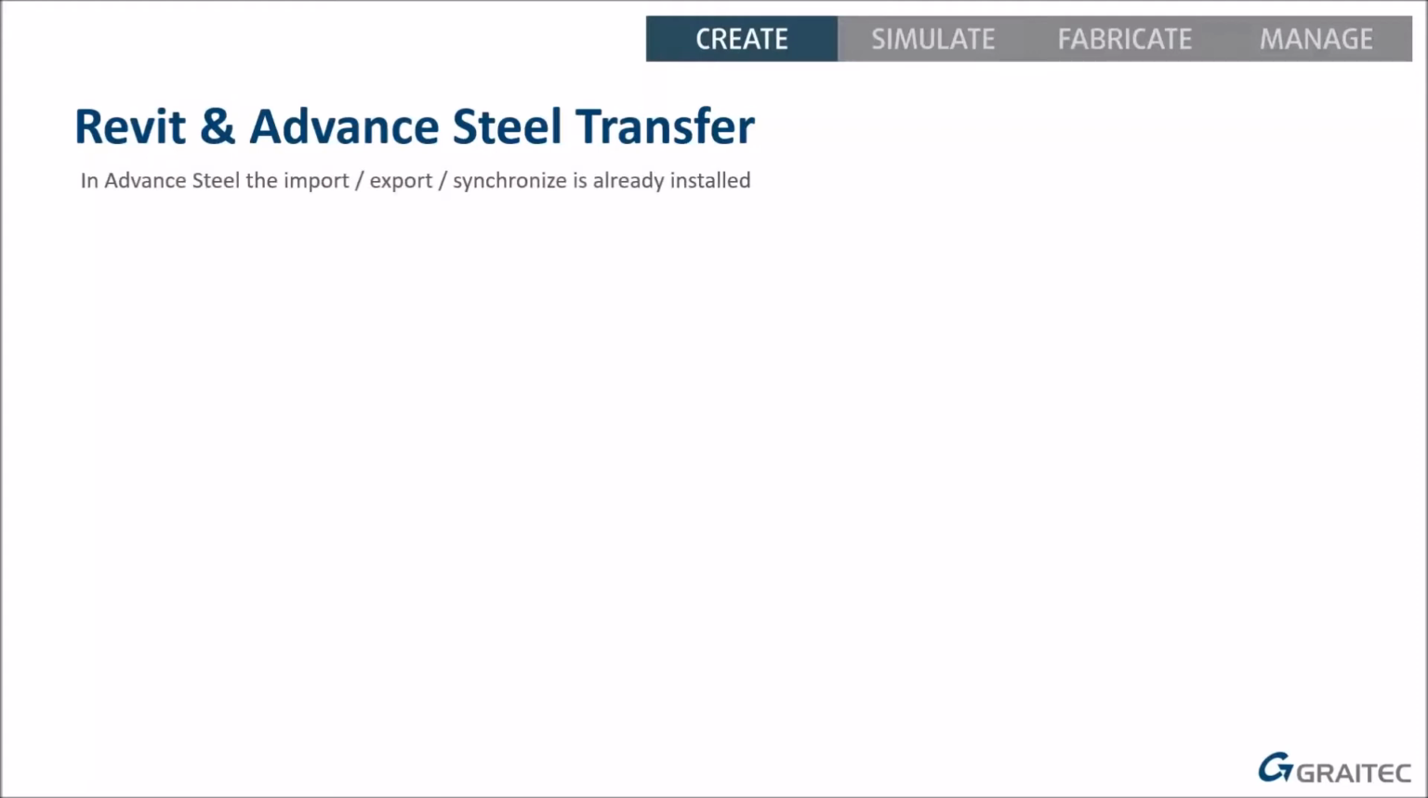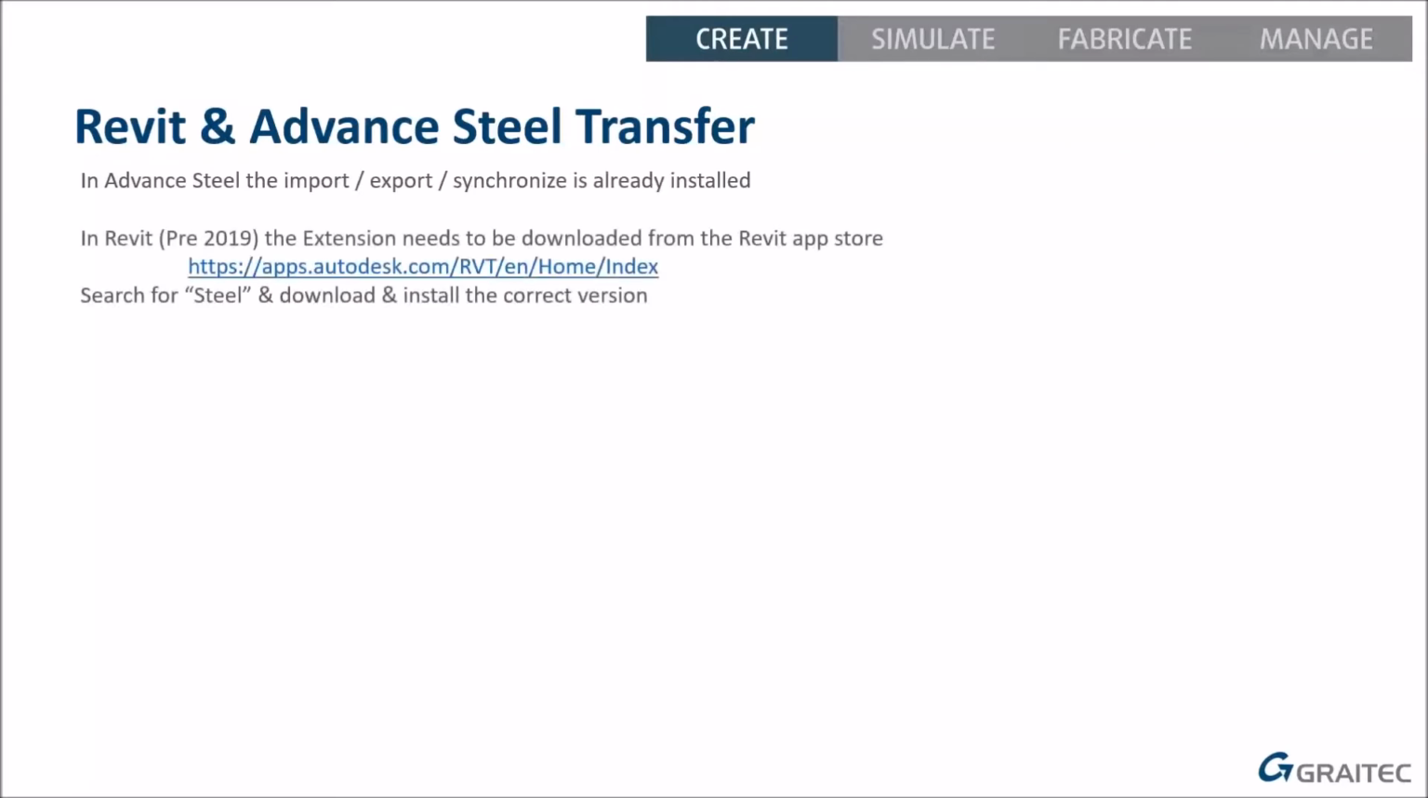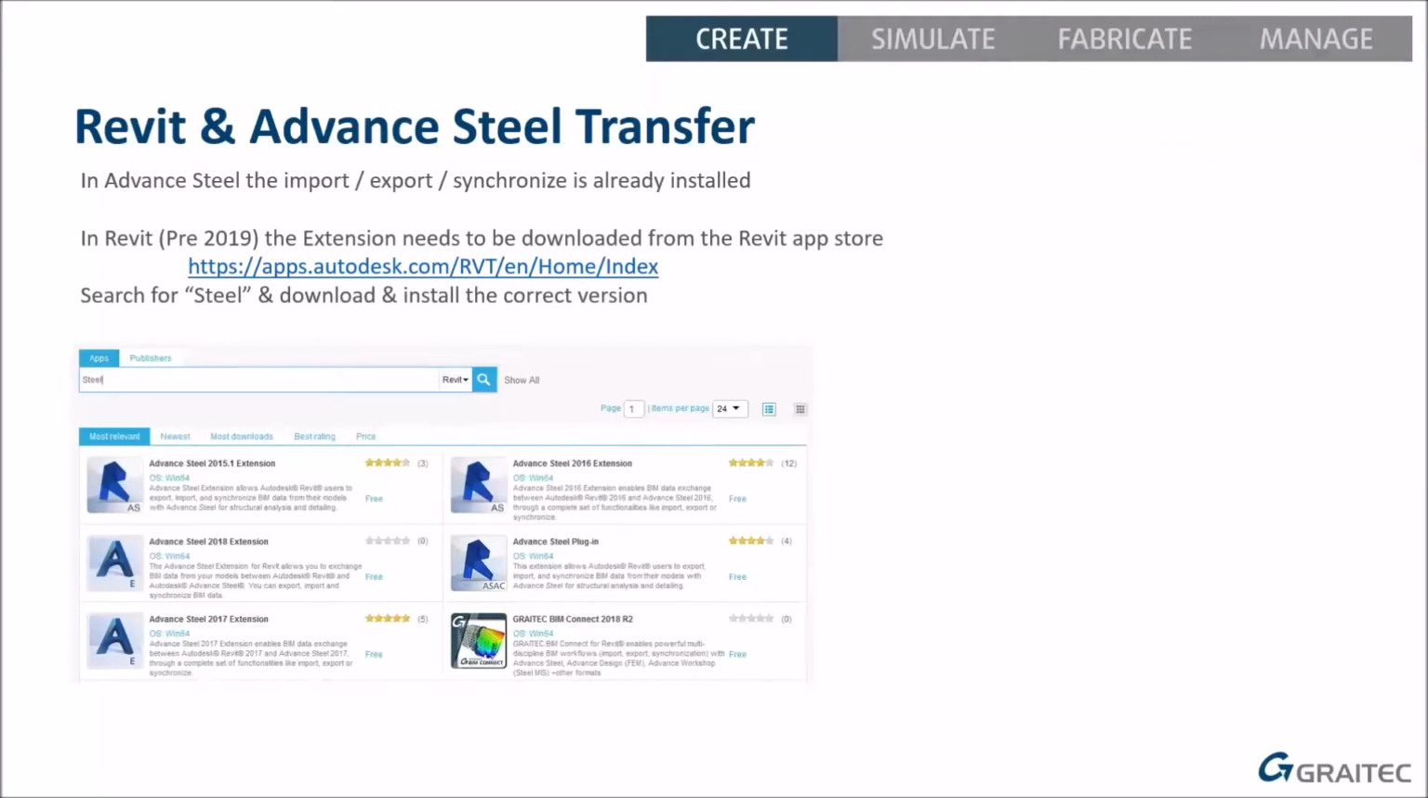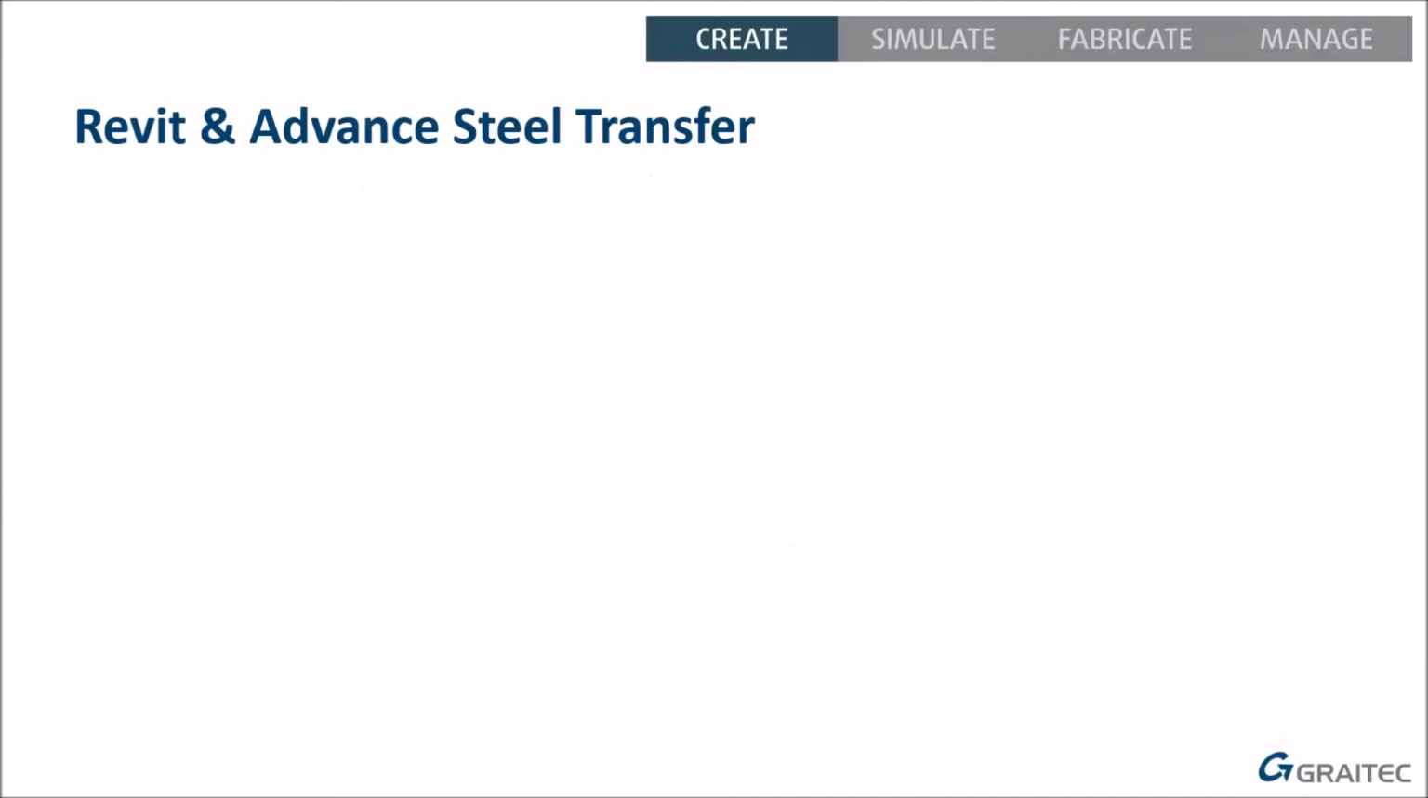So in Advanced Steel, all the import, export, synchronize options are already installed. So if you're an Advanced Steel user or you work with an Advanced Steel user, you don't actually need to change anything. For Revit, we need to install an add-in. So if you're using Revit pre-2019, you would download the extension from your App Store. Just search for Steel and then choose the correct version. Now, when you're installing any software, it's best practice to close the actual software before you try and install any add-ins.